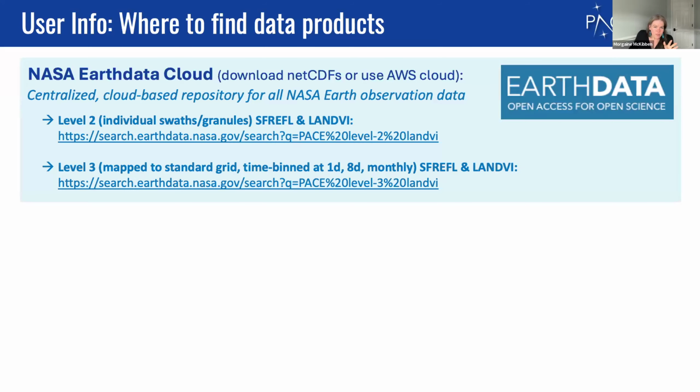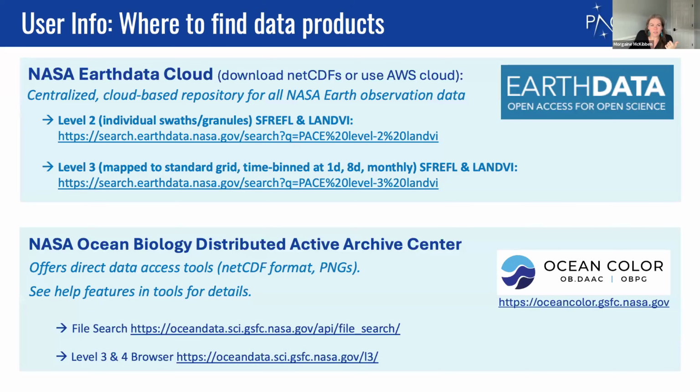Finally, I'm going to zoom through this. I have a link for you all to download this presentation, so you'll have all of these links, so don't feel stressed with me zooming through this. Where do you find NASA data? Earth Data Cloud. There you can download NetCDFs or use our data in the AWS cloud. I've put links here to our level 2 and 3 land data, both surface reflectance and land vegetation indexes. There's various direct data access tools to get NetCDF format and also images from our DAC as well.